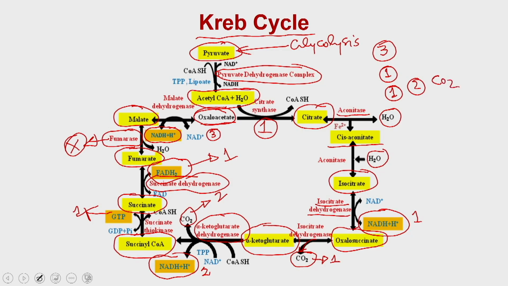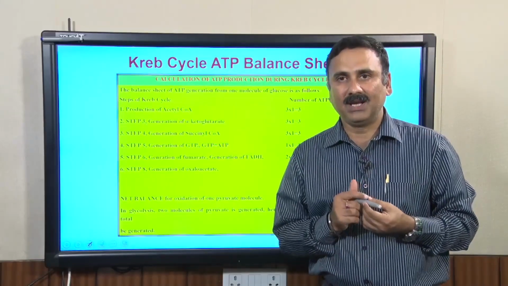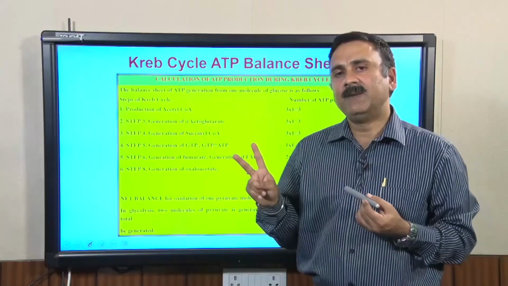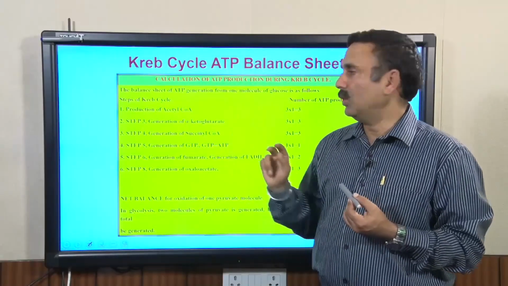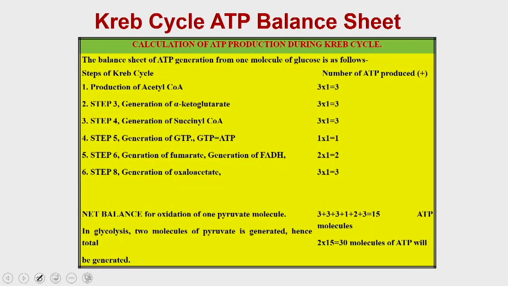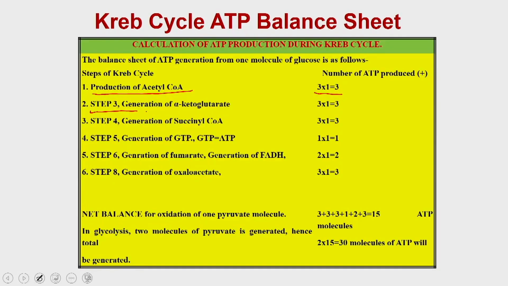Let us see what is the balance sheet of the Krebs cycle. So, in the balance sheet of the Krebs cycle, you always remember that you have generated two molecules of pyruvate from one molecule of glucose. So, the initial reaction is that first acetyl-CoA is generated. You have seen that when the pyruvate got converted into the acetyl-CoA, it generated one molecule of NADH. Then in step 3, when there was a generation of alpha ketoglutarate, another NADH is generated. So, this is the first NADH, this is the second NADH.